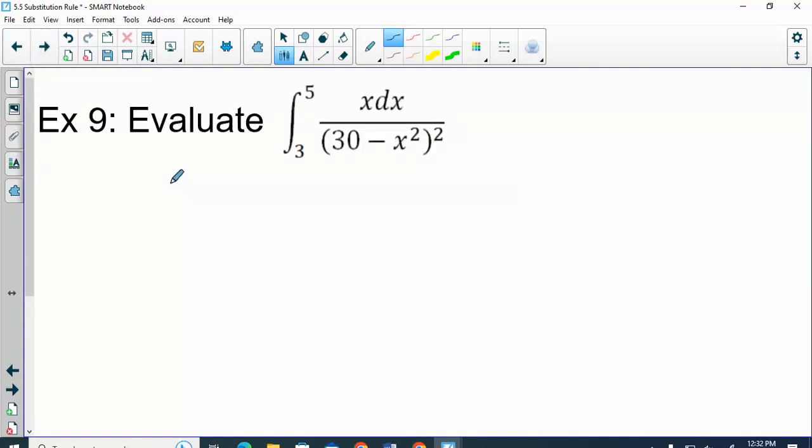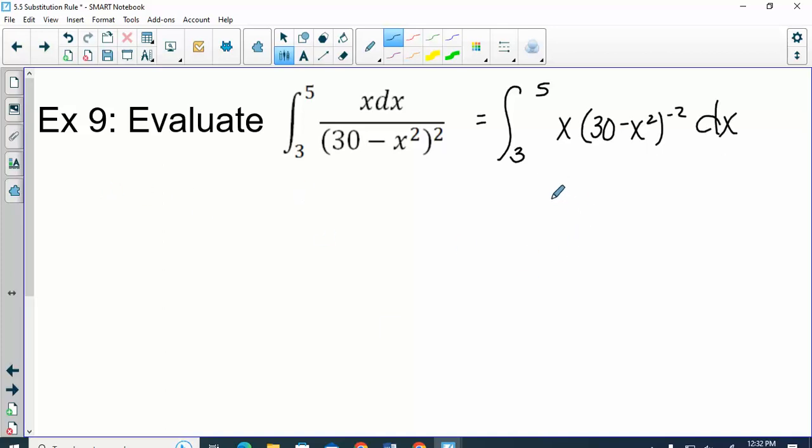So let's take this problem. The integral from 3 to 5 of x dx over 30 minus x squared, squared. Alright. This can be written different ways. If you don't like how this is written, you can put the dx on the end. If you don't like the fraction, you could always write that as a -2 power. So whatever you're most comfortable with. But we definitely can't multiply this out to start, so we have to do a substitution.